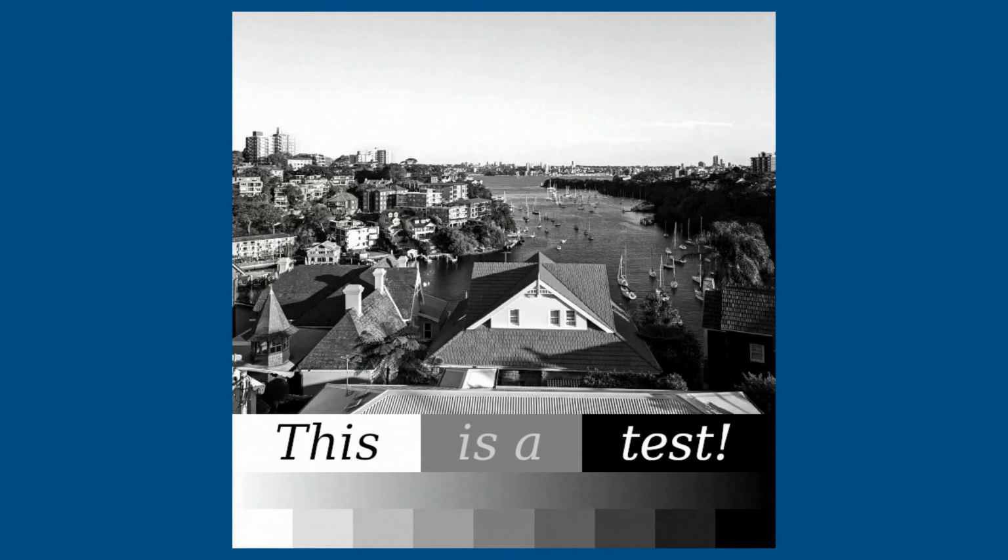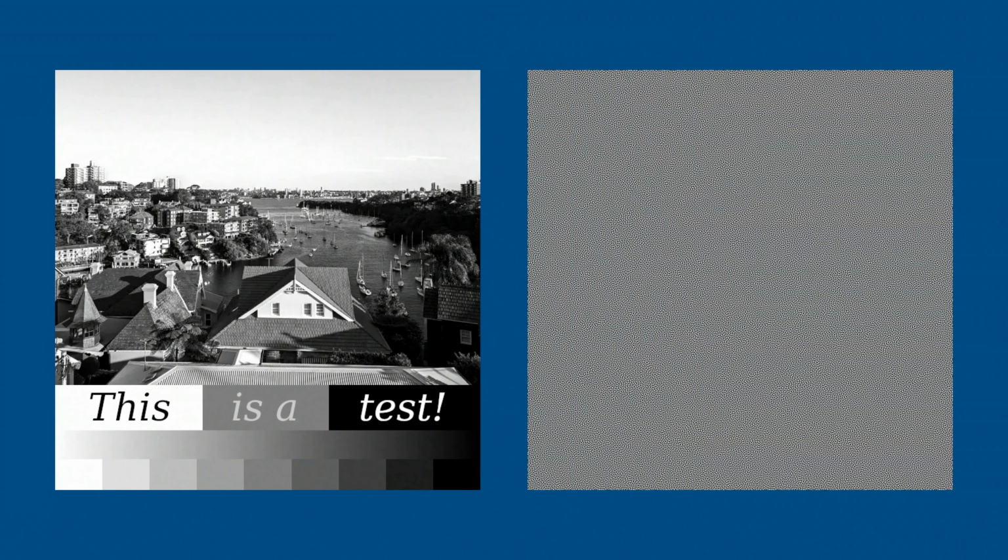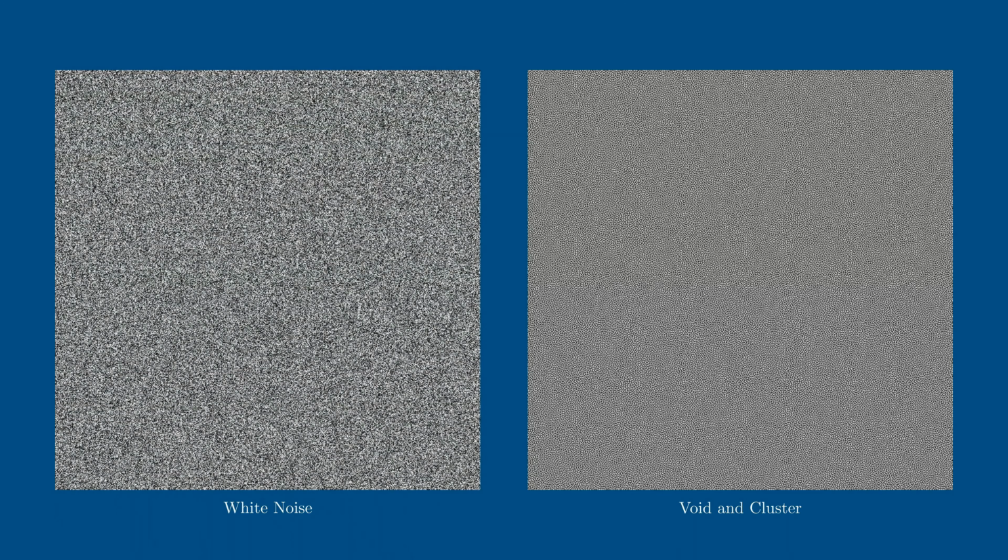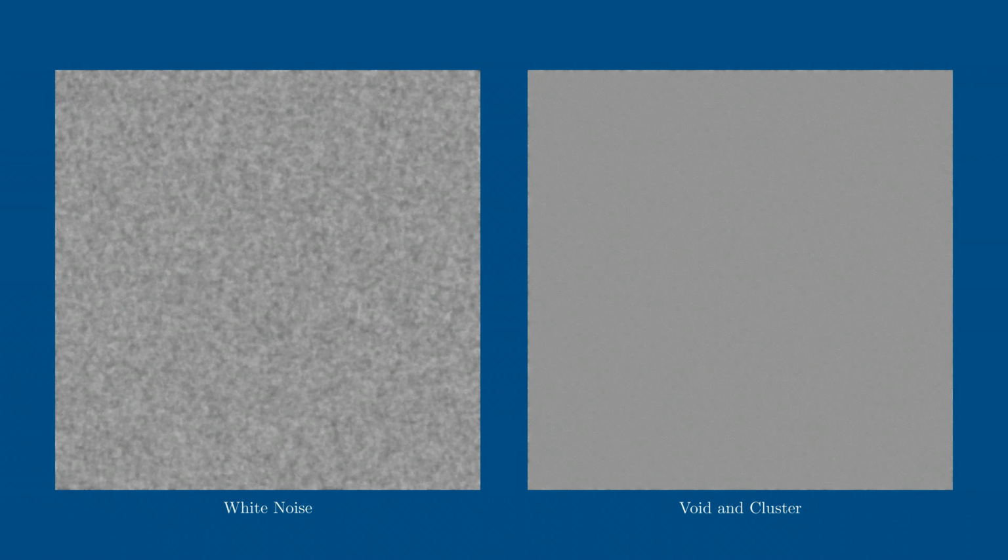But if you want something more organic looking, your best option might be void and cluster, also known as blue noise dithering. It's similar to white noise dithering, but uses a noise mask that looks like this. Without going into the technical details, this noise has been carefully crafted to avoid the patchiness that appears in pure white noise. You can see what I mean if I blur the two noise masks.